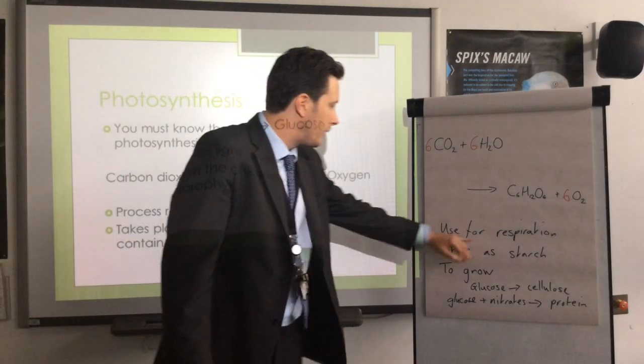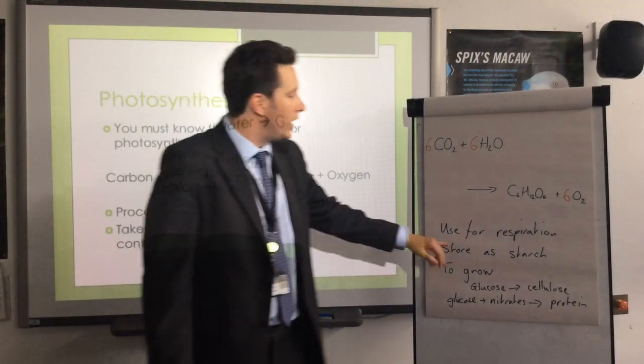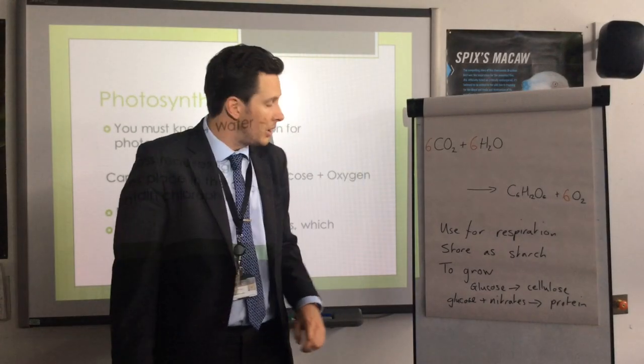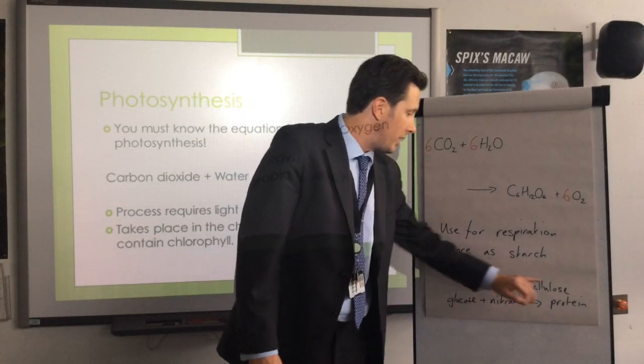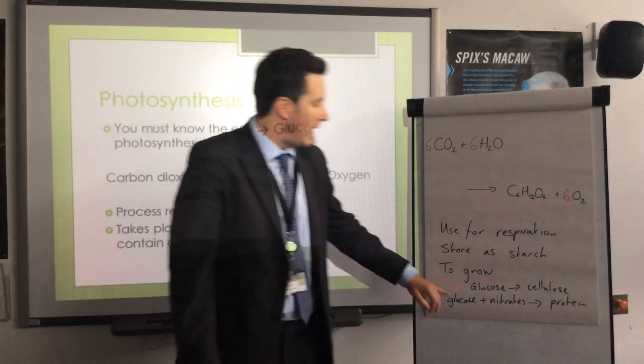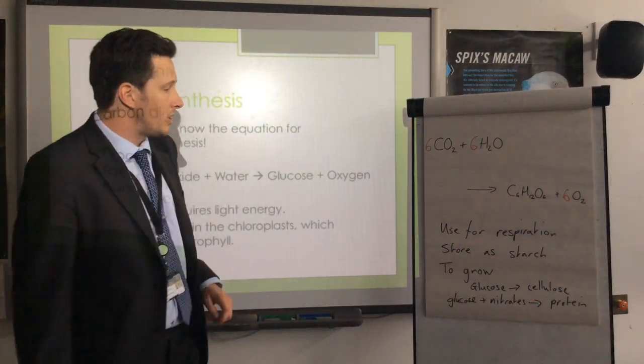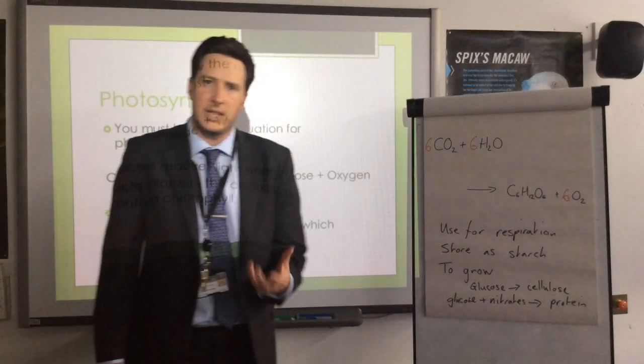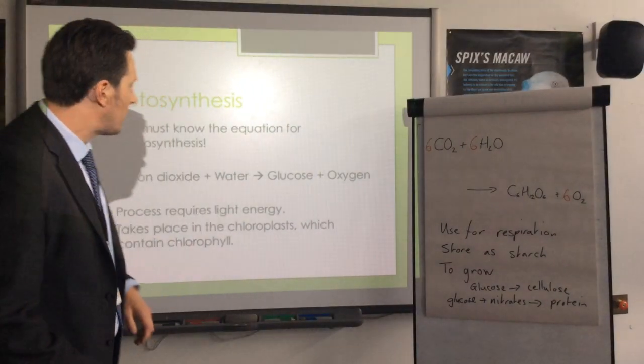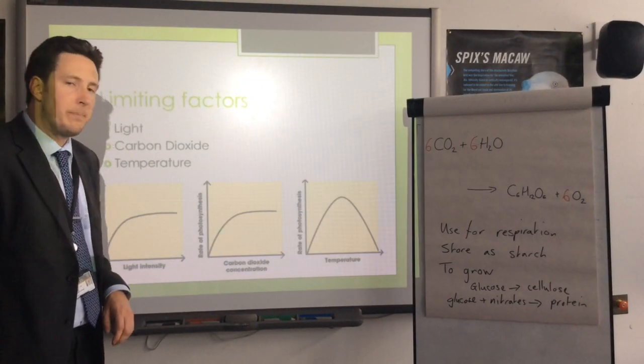So that's why plants need glucose. They need it for 3 things: for respiration, to release energy. If they've got enough, they store it as starch. They can also then grow with it, so they can turn glucose into cellulose, and they can combine it with nitrates to make proteins. They can actually store some of the glucose as oil and fats in seeds and nuts as well. That's another thing they could do with it.